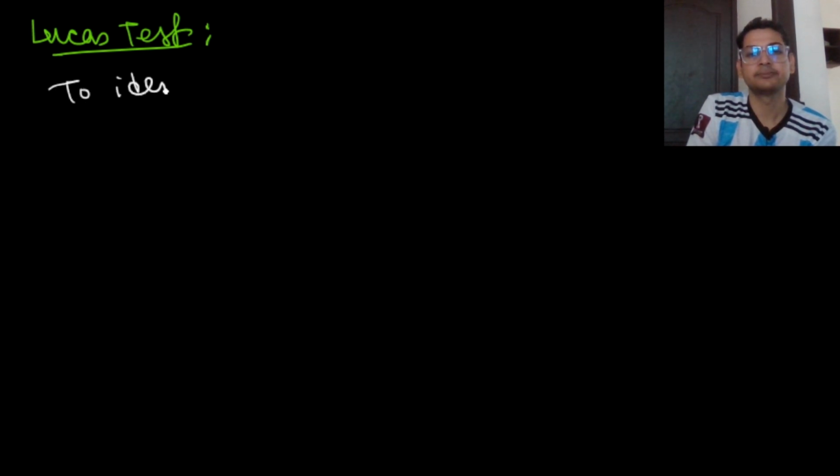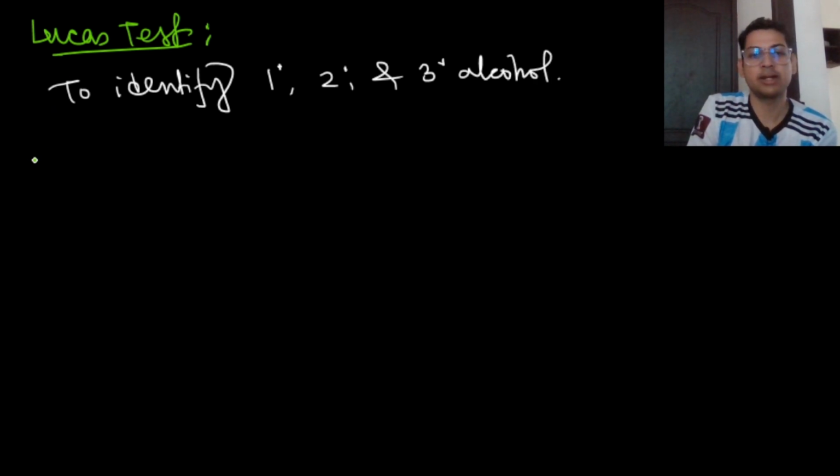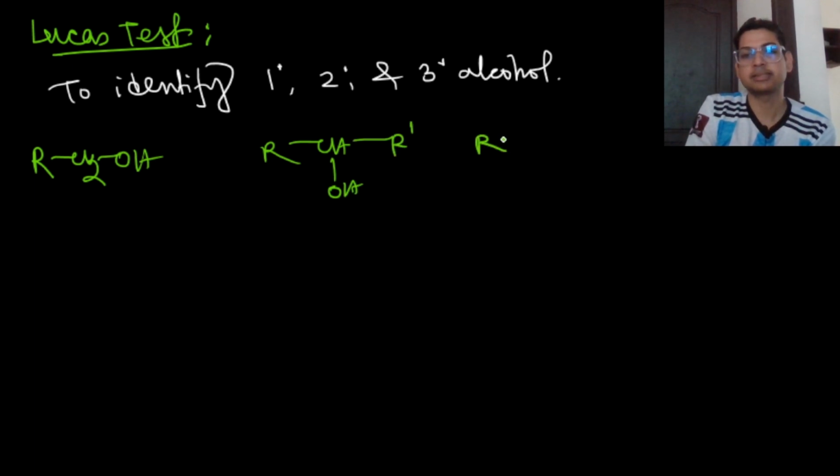Yes, so now we have to go for Lucas test. Sir, what is Lucas test? It is to identify 1 degree, 2 degree and 3 degree alcohol. Sir, 1 degree alcohol means RCH2OH, 2 degree alcohol means RCHOH R dash, and 3 degree alcohol means RCR dash R double dash OH.